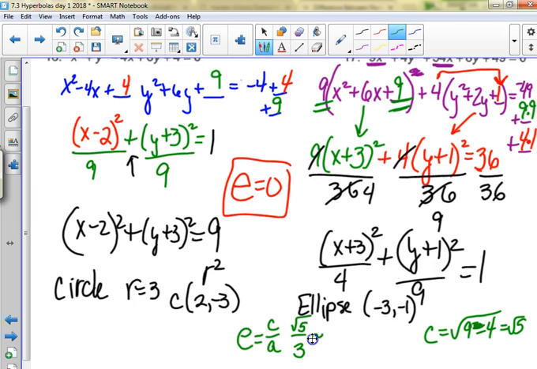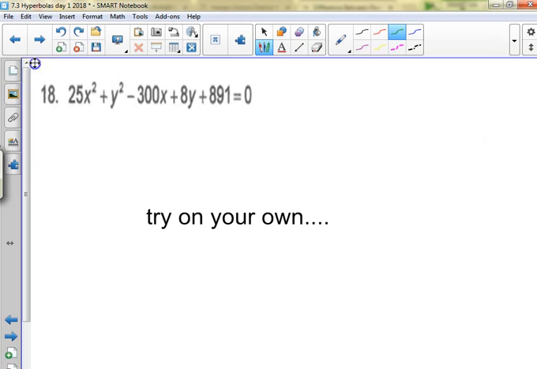Can someone give me a decimal? What's square root of 5 divided by 3? 0.75 roughly? Okay, does that make sense? I know you don't remember, but if you look on the back, it says right here, an ellipse has to have an eccentricity between 0 and 1, right? Okay. 18. Try this one on your own.